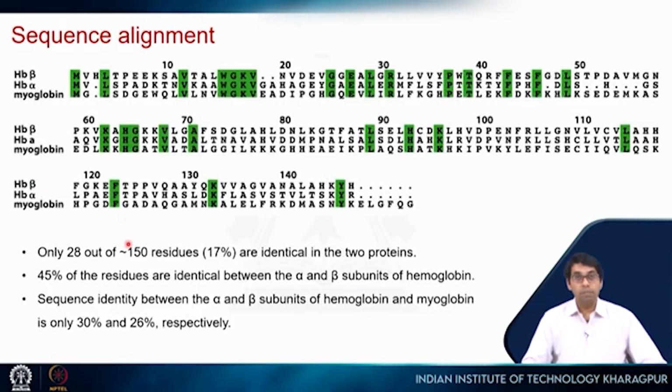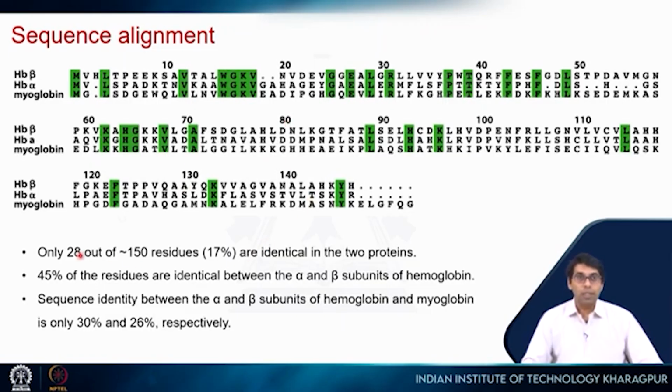If we compare the amino acid sequences of hemoglobin and myoglobin, these are the 2 chains of hemoglobin, the alpha chain and the beta chain, and myoglobin. We have written all the amino acid sequences here.